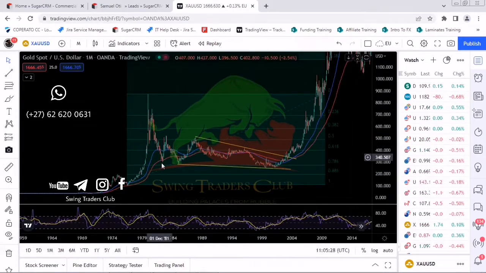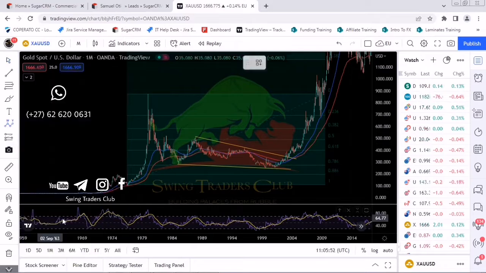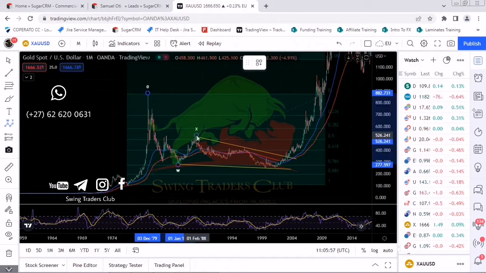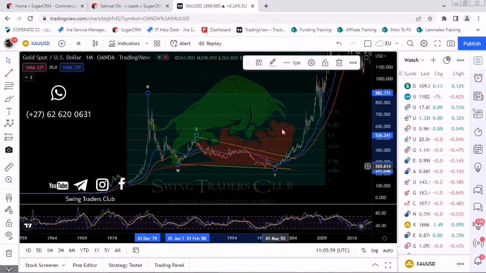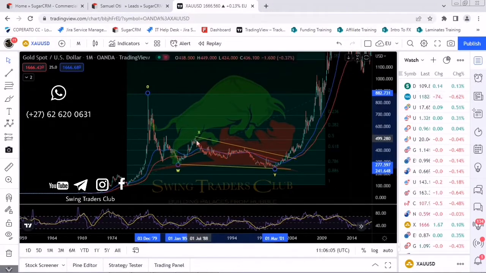It did 1, 2, 3, 4, 5 to give you this leg, right? So this movement on its own, I call it the W movement, and then 1, 2, 3 is the X movement. And then it also gives you 1, 2, 3, 4, 5, another movement, to give you the Y movement. So this becomes a WXY. So we've got our W, then our X, and then our Y. Let's use yellow since we are on the bigger time frame.